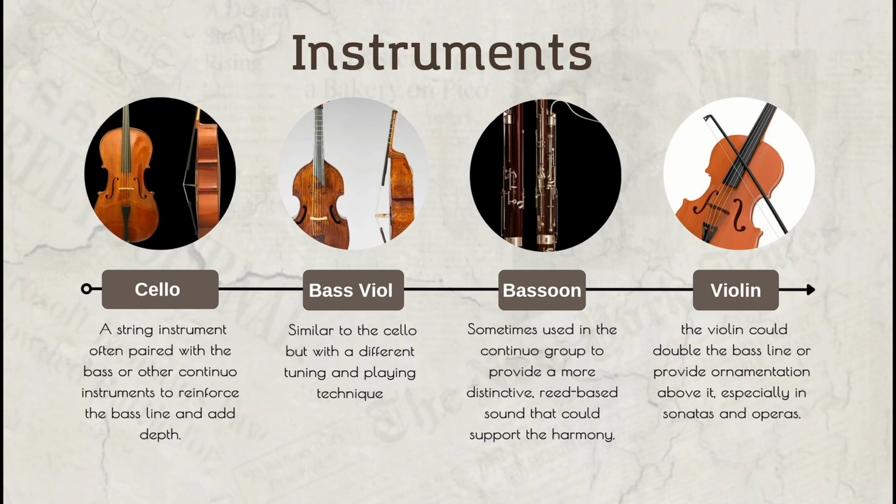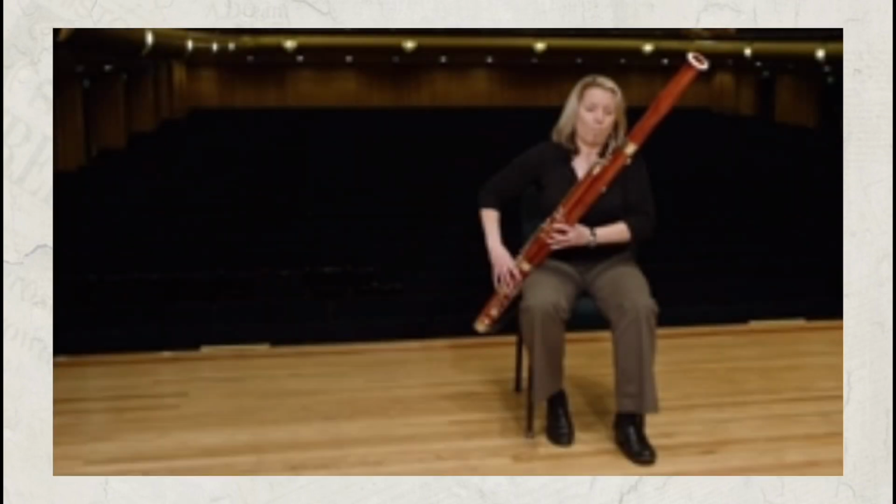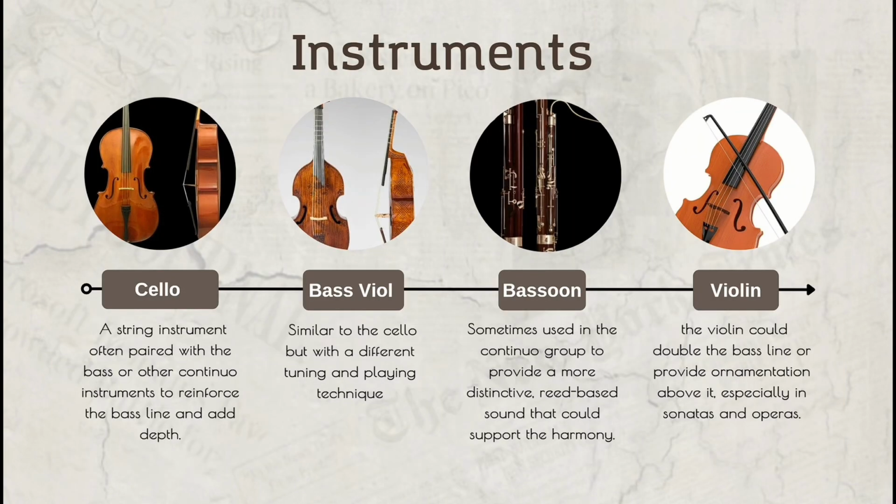Next one is bassoon. Sometimes used in the continuo group to provide a more distinctive rich bass sound and help support the harmony. Last but not least is violin. Although not always a part of the basso continuo in the strict sense, the violin could double the bass line or provide ornamentation above it, especially in sonatas and operas.